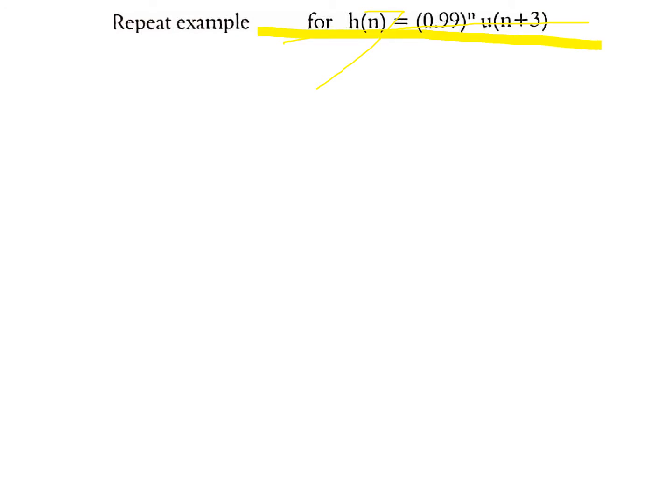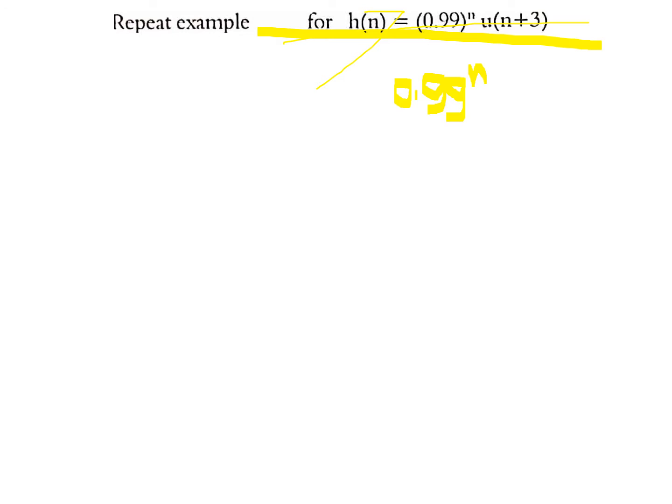h of n is equal to 0.99 to the power of n into u of n plus 3. See, 0.99 is less than 1, to the power of n into u of n plus 3. What kind of signal is it? It is also a falling exponential, because it is a fraction, 0.99. When you raise it to the power of n, where n is an integer, as n increases, the overall value decreases. That means as n increases and you find new values of the signal, the overall value decreases. It is a falling exponential.